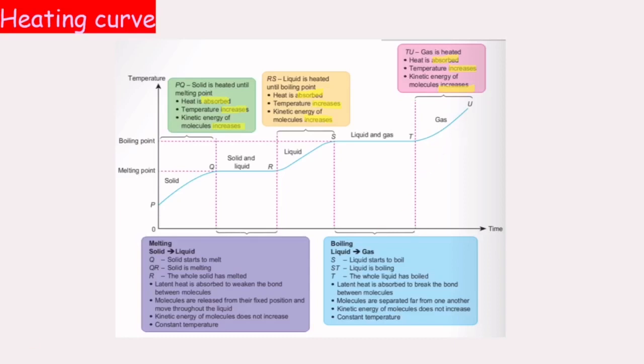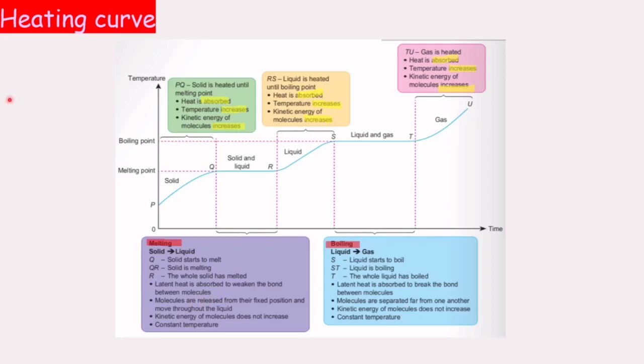Before we move to QR, I want you to know that heating can refer to the melting or boiling process. Now we look at QR. QR is a melting process which changes solid to liquid. At point Q, the solid starts to melt. During QR, the solid is melting, and at R, the whole solid has melted. Latent heat is absorbed to weaken the bond between molecules.